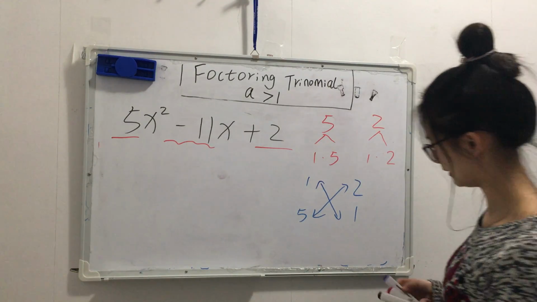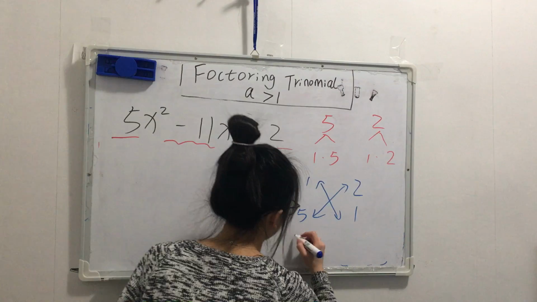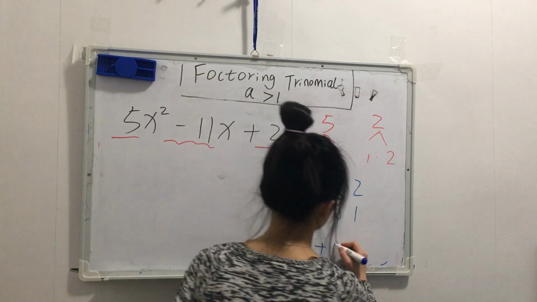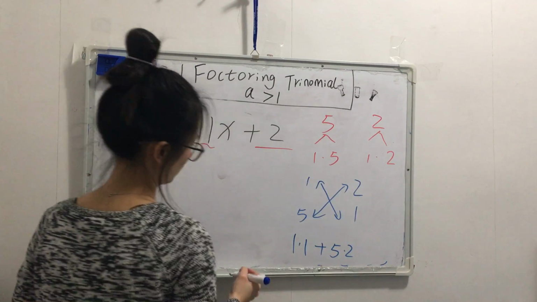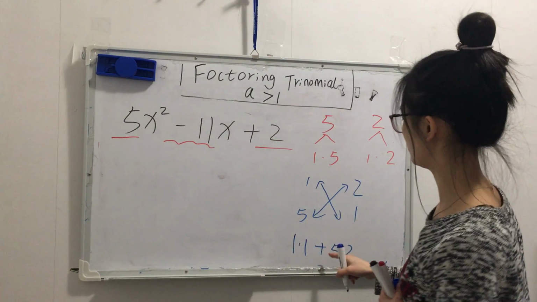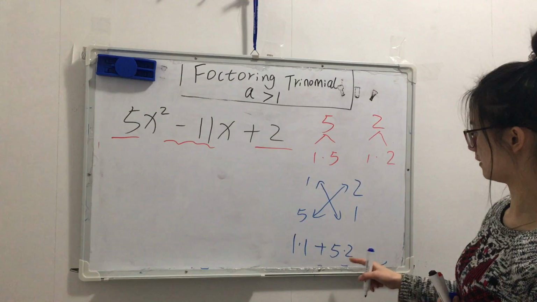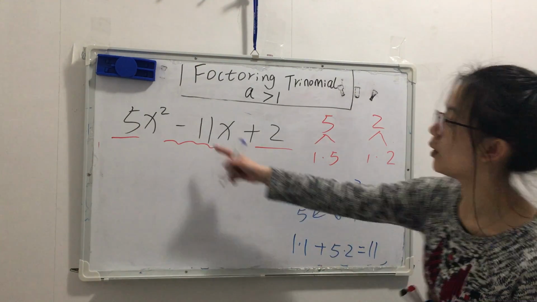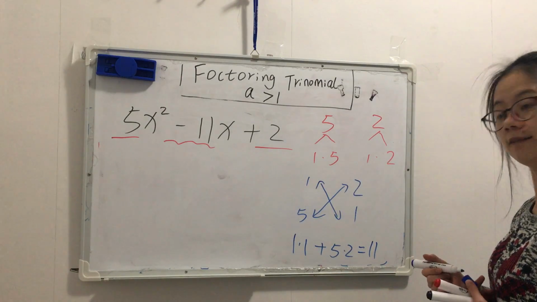Then we try. Let's see. 1 times 1 plus 5 times 2. 1 times 1 is 1 plus 5 times 2 is 10. So 1 plus 10 is 11. But we want negative 11. Right?